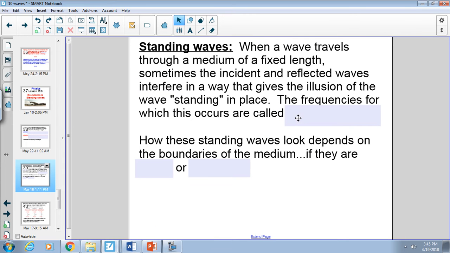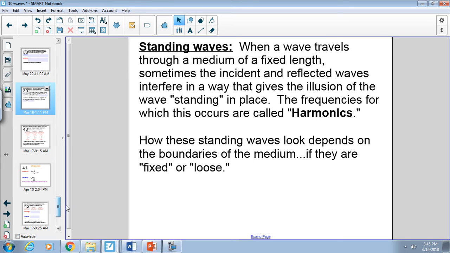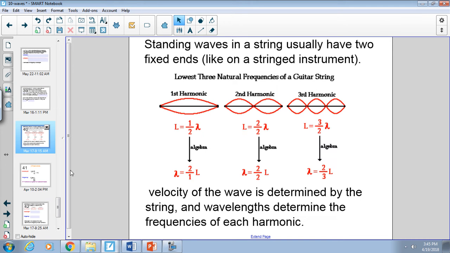There is only half a wave there, and when we talk about that, we call that harmonics. What determines these harmonics is whether or not the ends are fixed or not fixed, in which we call loose. If we're dealing with a fixed wave, so fixed on both ends, what we're going to have is a standing wave that looks like this. So we'll have an antinode and two nodes. This is the first harmonic.